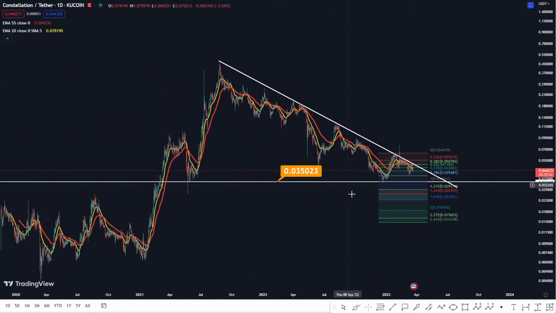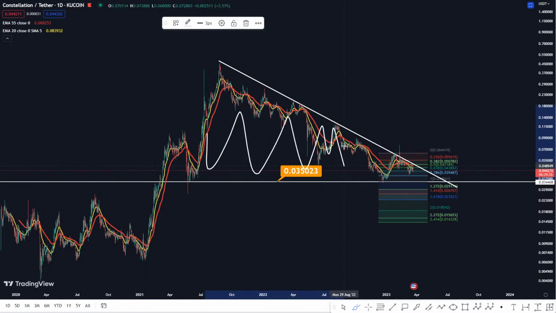As you can see, this is a descending triangle, and this is a bearish pattern, technically speaking, because each high is lower than the previous one, and you get squeezed up, squeezed up, squeezed up, and you just break down.